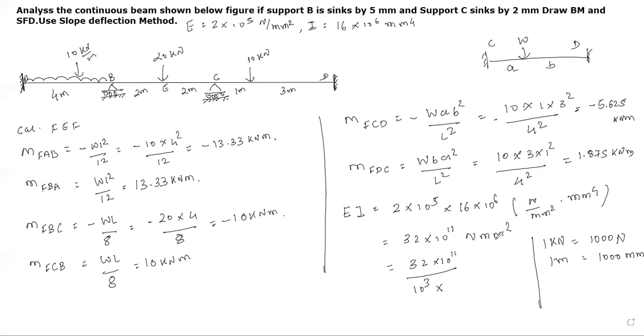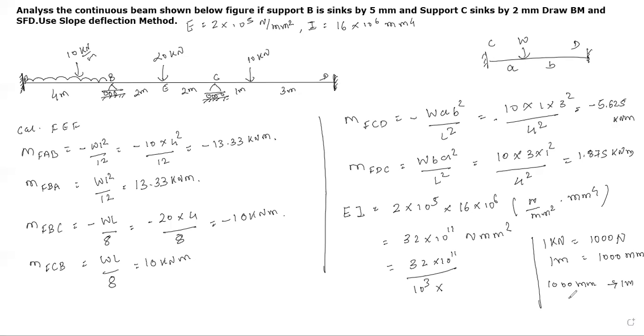Now we need to convert this value into meter. So we have a value in mm. Now just correlate here: 1000 mm should be equal to 1 meter. So we need to convert 32 into 10 raised to 11 mm square into meter. So can I write this 32 10 raised to 11?